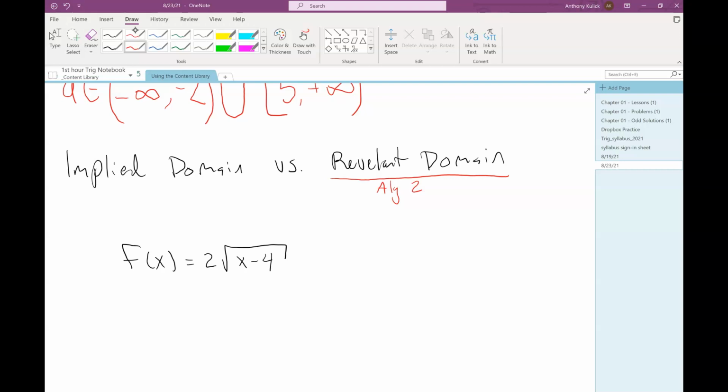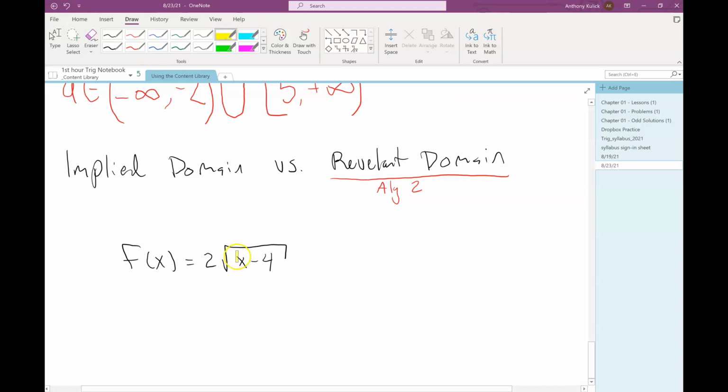The square root of 0 is 0. Anything positive we can handle, but the negatives, no bueno, right? So my relevant domain is going to have to account for the values of x that give me a negative symbol underneath the square root. Everybody agree with that? That I don't want those ones.